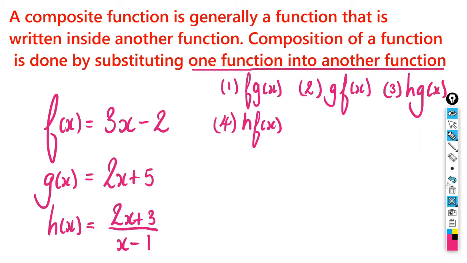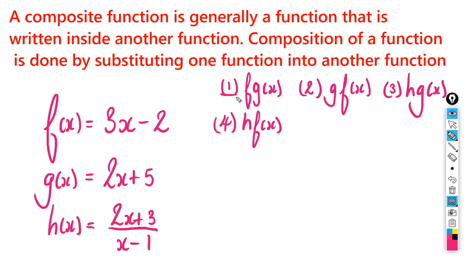Cool. So guys, we'll have some functions here. f of x is equal to 3x minus 2, g of x is equal to 2x plus 5, and h of x is equal to 2x plus 3 over x minus 1. Cool. And guys, these are the functions that we need to do: 1, 2, 3, and 4. It's really simple, guys. I think the best way to explain how to do a composite function, how to put a function in a function, is just by starting off with an example.